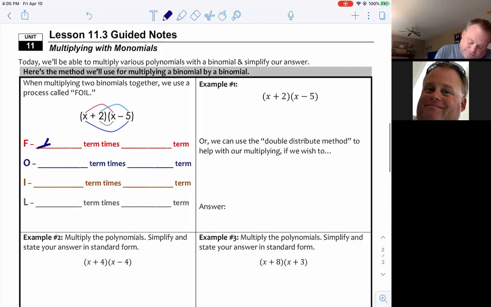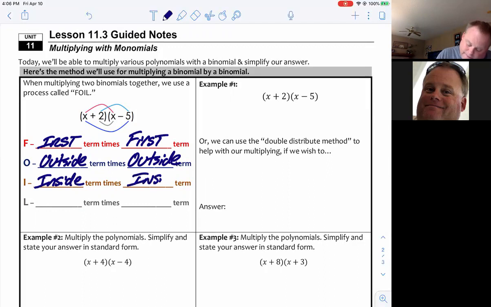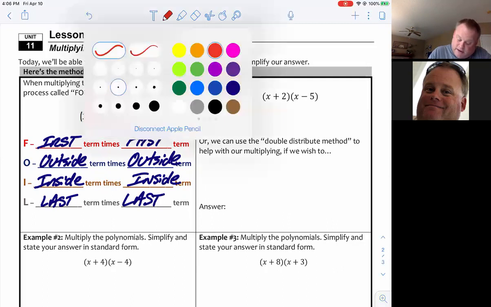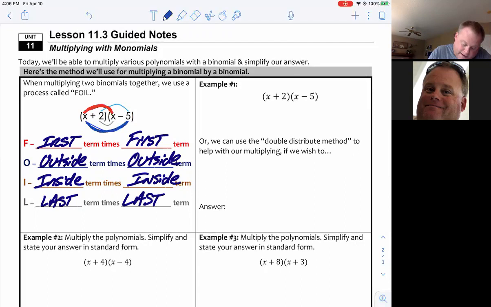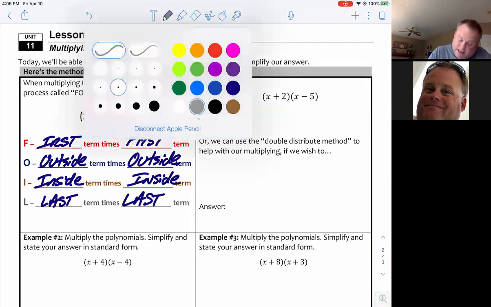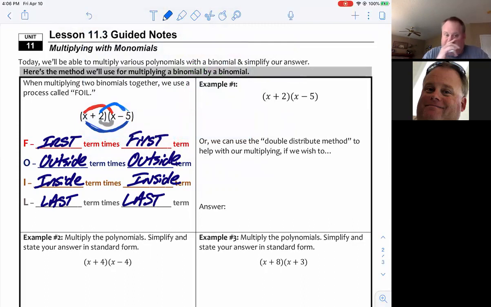The F stands for first times first. So first term times the first term. O is the outside term times the outside term. I is inside. And you guessed it, L is going to be last. So here's what that idea is, and I'm going to do it in the colors that you see. F is first times first. Outside. Inside. And last. These are referring to the terms.